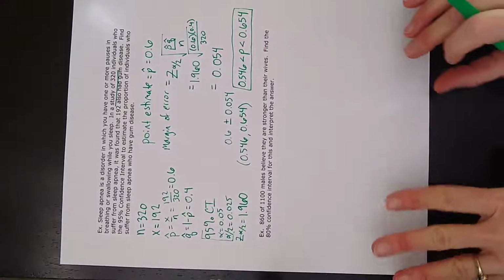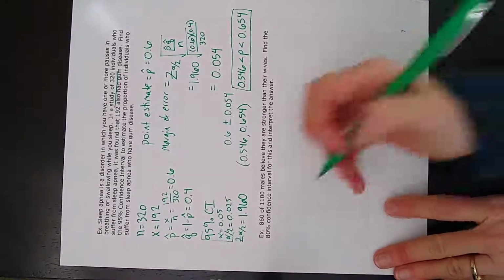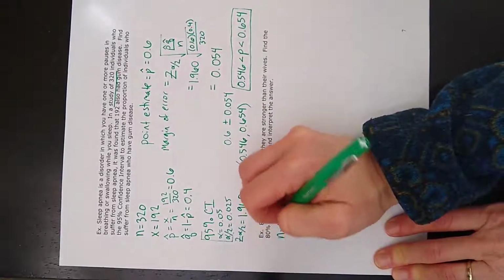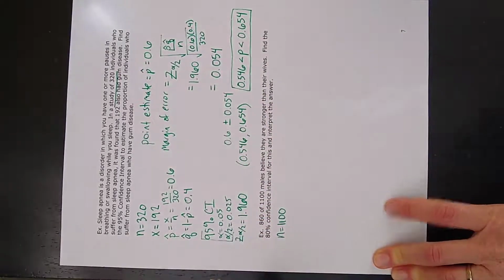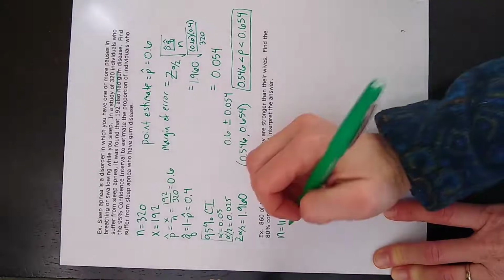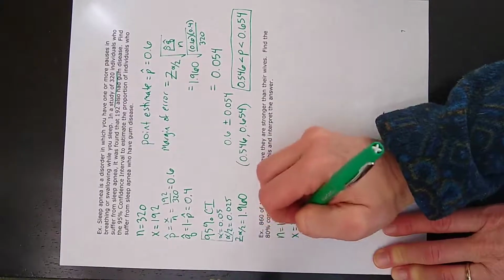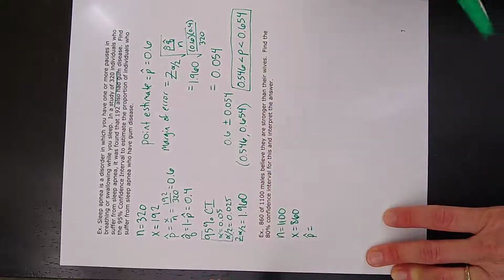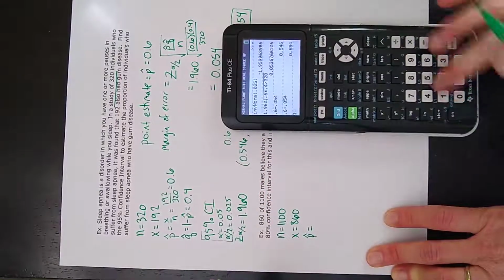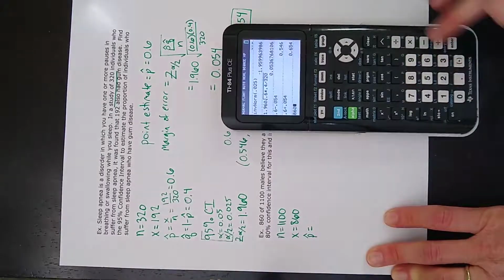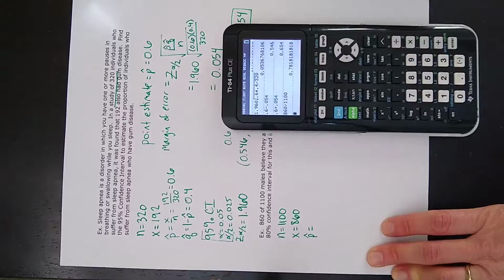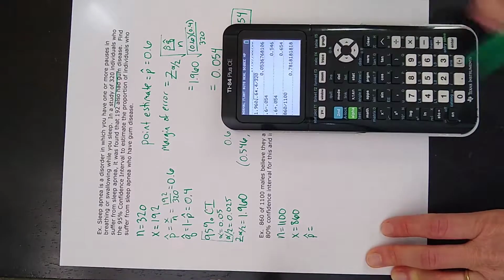So 860 out of 1,100, those are some key values, right? Out of 1,100 is telling you your total is 1,100 people that were surveyed, 1,100 males. And 860 is your X. And so we use those to find P hat. 860 divided by 1,100. Ugh, okay, that's not so pretty. So I'm going to round to 3 decimal places. 0.782.